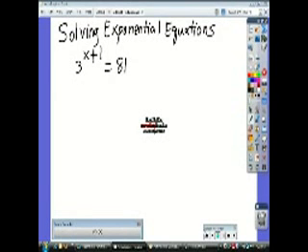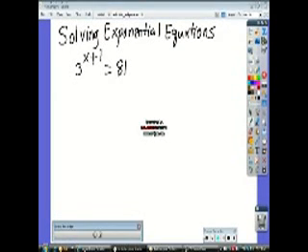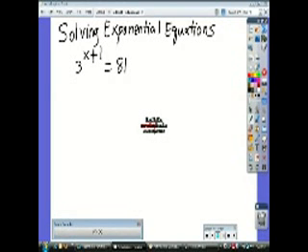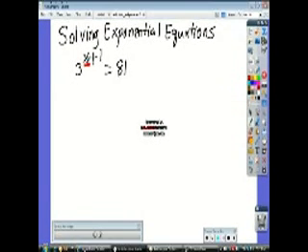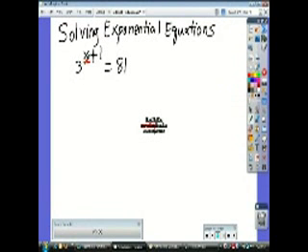Okay, so here we have an exponential equation. We know that it is an exponential equation because of the exponent having a variable. We want to solve for that variable. The first thing that we have to attempt to do is get the same bases. Notice we have a base of 3 and a base of 81.